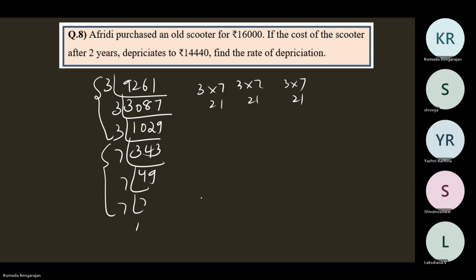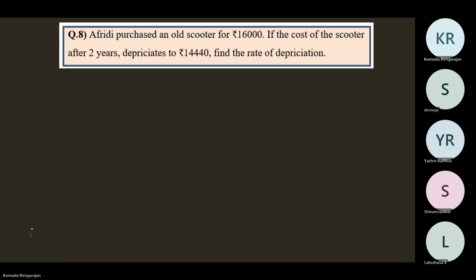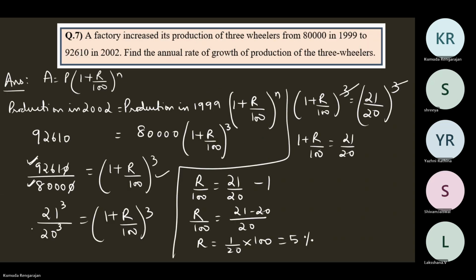And 8,000 is easy, because 2 into 2 into 2 is 8, and with the zeros, 20. 20 into 20 into 20 is 8,000. So I wrote 9261 as 21 cubed and 8,000 as 20 cubed. That's nothing but 21 by 20, the whole cube.